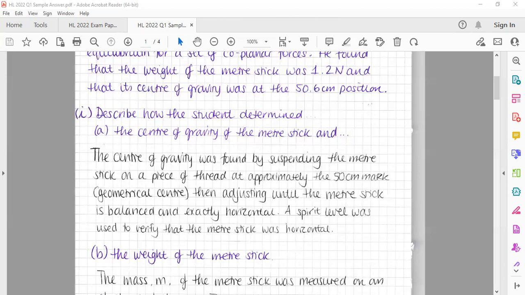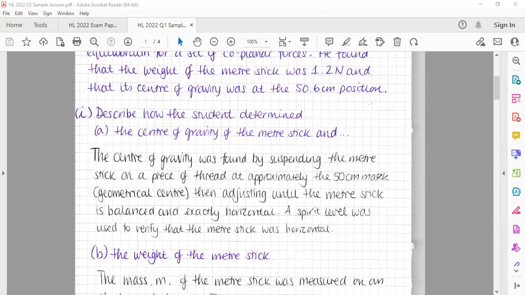I would say that's probably enough for this question, but I have seen answers where a spirit level, like a bubble level, was used to verify that the stick was horizontal. So if you don't know what that is, have a Google Images search, or I can put one in here maybe. It's just a level that has water and a bubble in the water, and as long as the bubble's right in the middle, you know you're horizontal. So sometimes you could be really sure and put that little spirit level up on top of your meter stick and make sure that it's perfectly level. Okay, that's how you get your center of gravity.